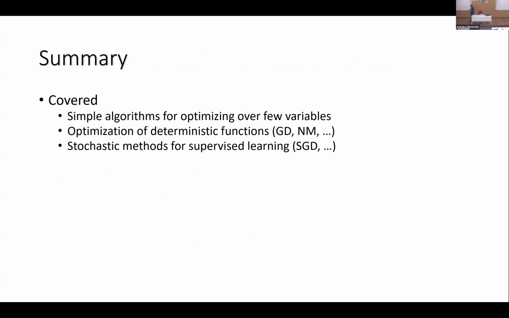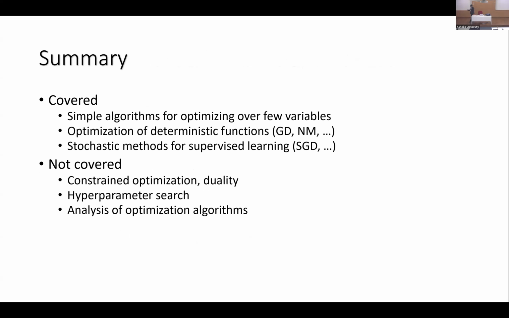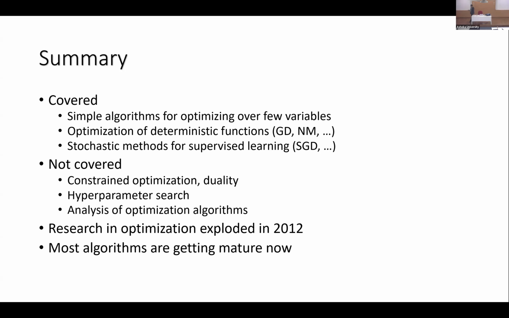So what I have covered so far is simple algorithms and deterministic functions. I've not covered Newton method, but gradient descent. And I have not covered constrained optimization, or too much of hyperparameter search like Bayesian optimization, or analysis so far. Now, all this research started or became very common after 2012. But at this point, most of these algorithms are fairly mature. They're widely used, and depending on the application, as I said, there are standard settings in which you should use them because they sort of work always.